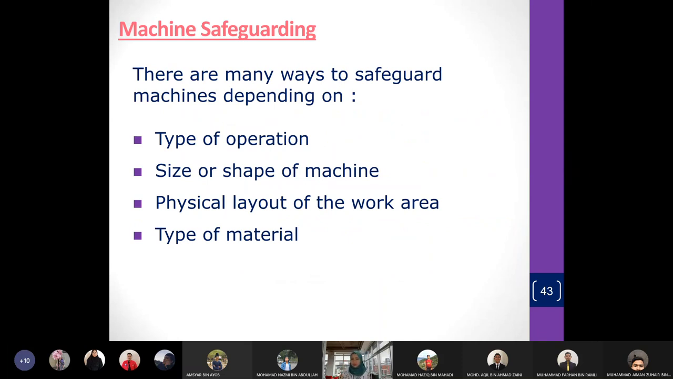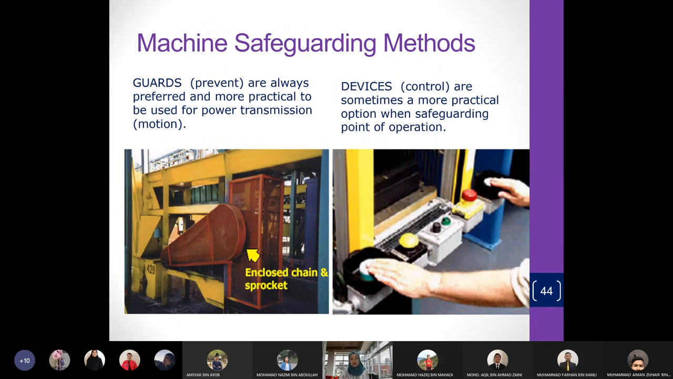All right, so there are many ways of safeguarding a machine. This really depends on the type of the operation, the size or the shape of the machine, the physical layout of the work area, and the type of material that we are safeguarding. So these are two different methods of machine safeguarding. You can do it either by guard or by a device. Safeguarding using guards is basically prevention, and it's always preferred and more practical for power transmission, which is the motion. While using a device, which is actually a control strategy, is sometimes the more practical option when safeguarding the point of operation. When you are in an operation, it's good to have control measures or use a device.